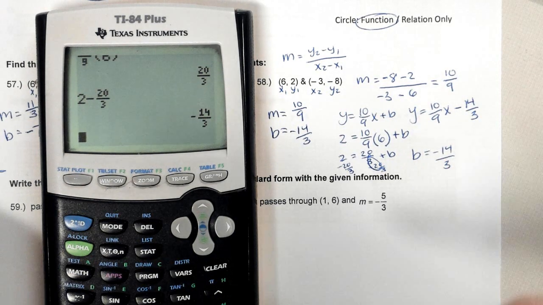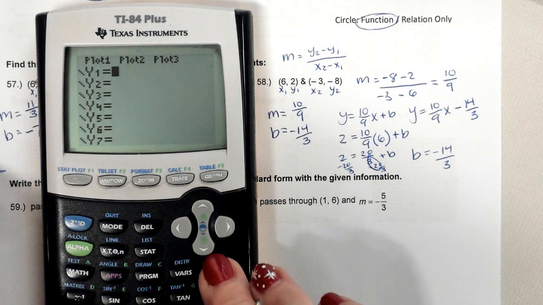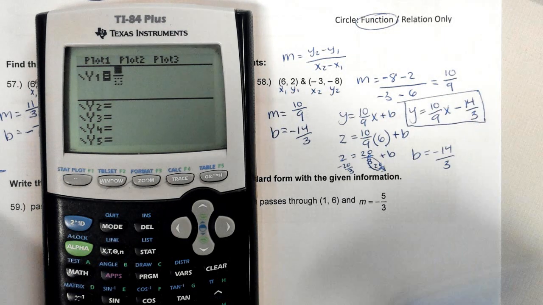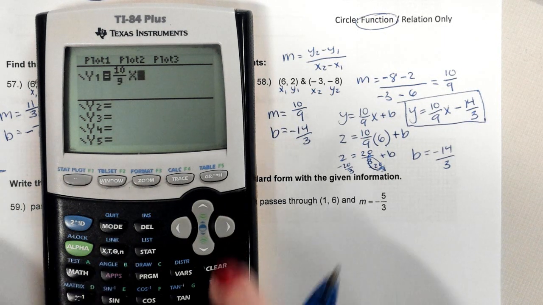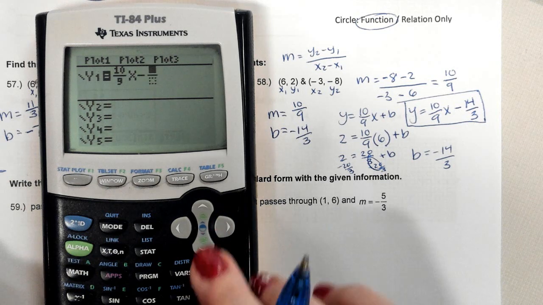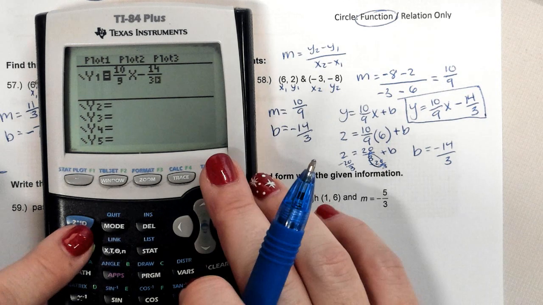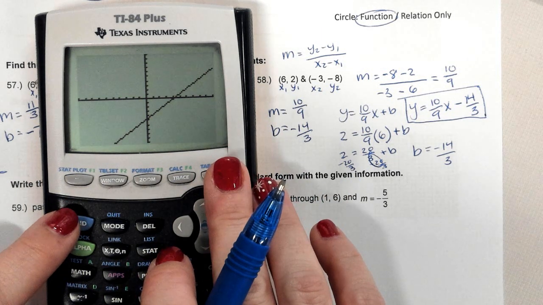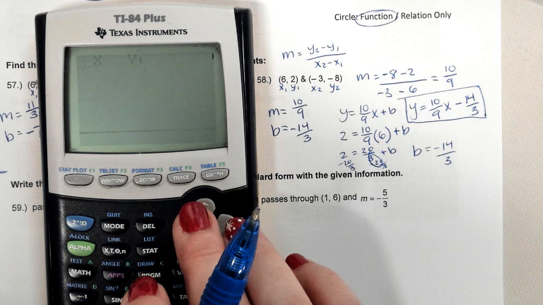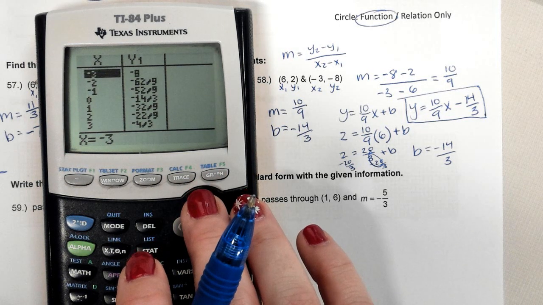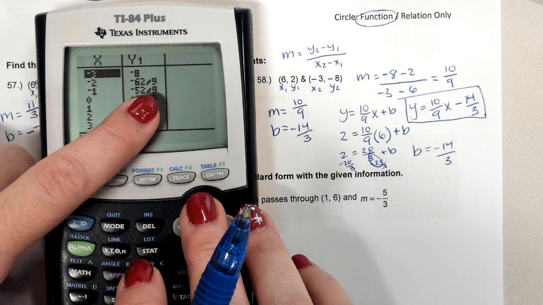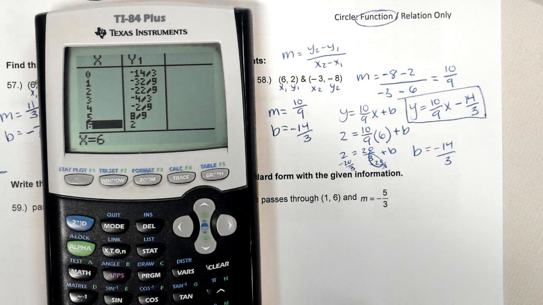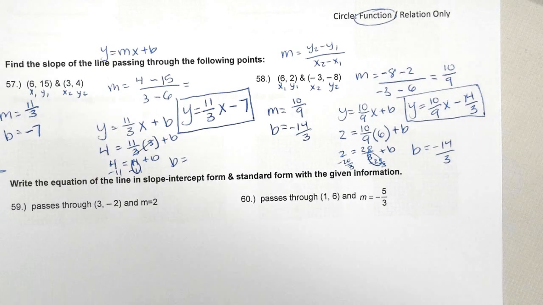Now we can check our work because that's a little crazy looking. Let's double check, make sure we did this right. So alpha y equals enter. I'm going to type in my equation, and I have 10 over 9x minus 14 over 3. I'm going to go to my table, sorry, not my graph, and I can scroll up to negative 3. Negative 3, negative 8, that worked. And I can go down to positive 6, and it gave me 2, so that is also correct. You could also check this one the exact same way.